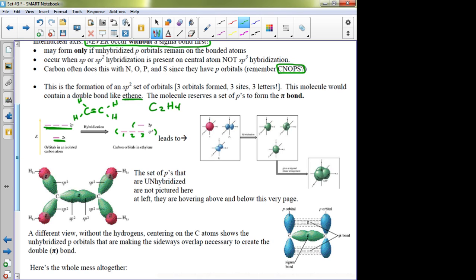Notice this 2p orbital here. Did it change? No, it's still the same one. Same energy level and everything. Did we see that? So we only hybridized 3. We didn't hybridize the last one, which means in this molecule right here, I'm going to have 3 sigma bonds and I'm going to have 1 pi bond around the carbon. Can we prove it? I'll prove it.